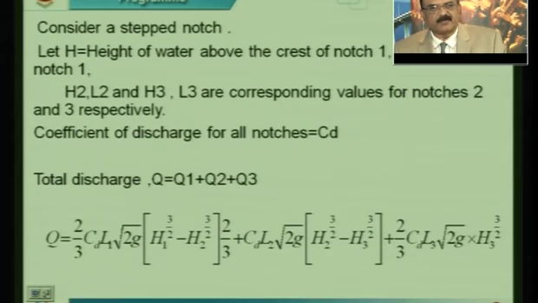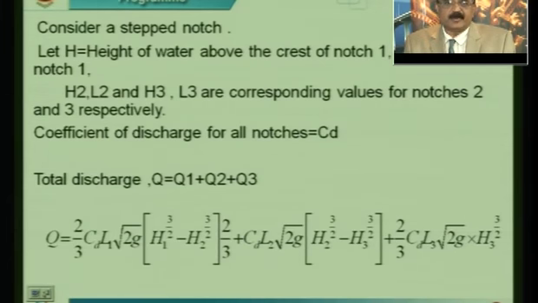If you look at that, what is the discharge equation for a rectangular notch? 2/3 CD root 2G L H raised to 3 by 2. This is the equation we derived in the last class, if I don't consider the end contractions. If I consider the end contractions, then you need to correct for L.